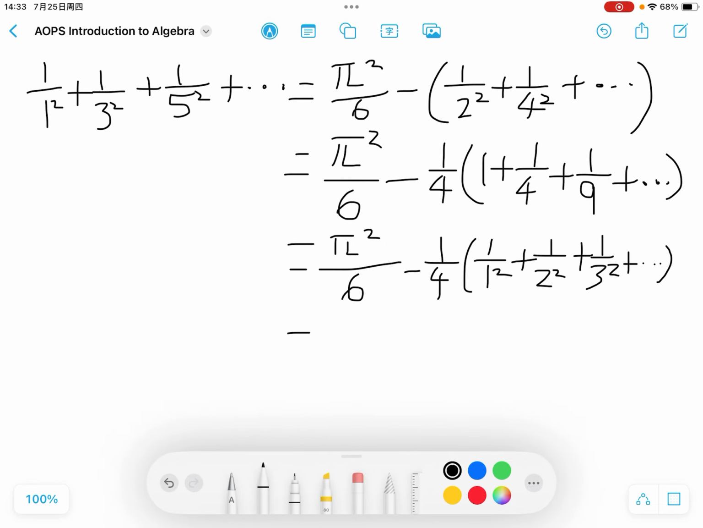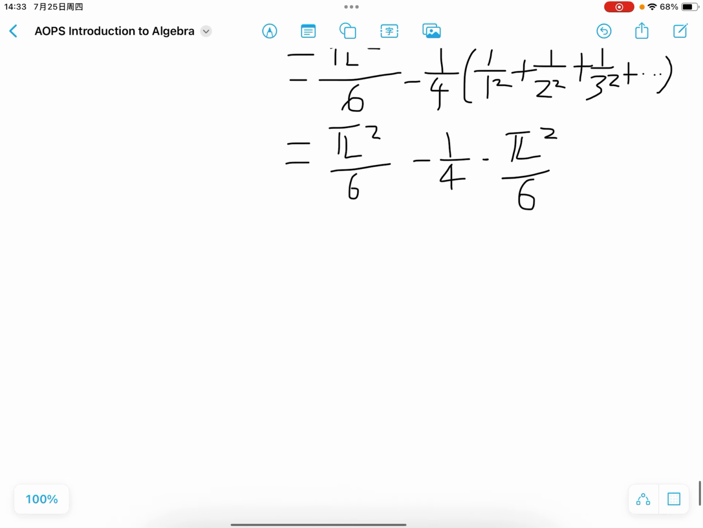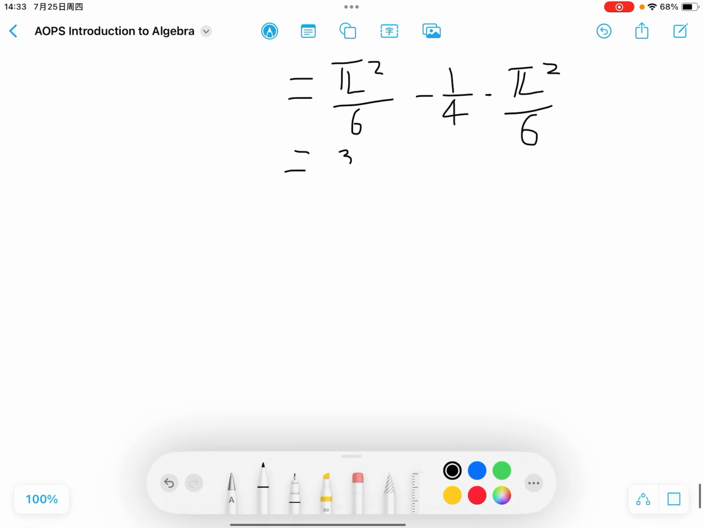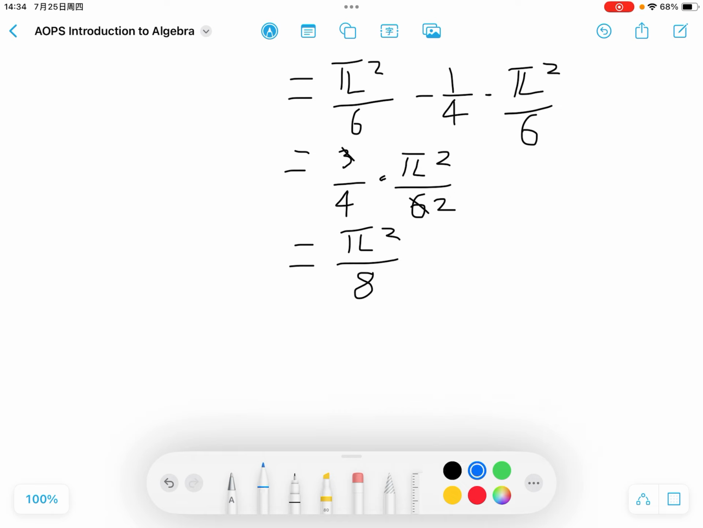So we can just substitute pi squared over 6 in. So we have pi squared over 6 minus 1/4 times pi squared over 6. This just gives us 3/4 times pi squared over 6, and we can cancel the denominator and the numerator with a common factor of 3. That just gives us pi squared over 8. So pi squared over 8 is our answer.